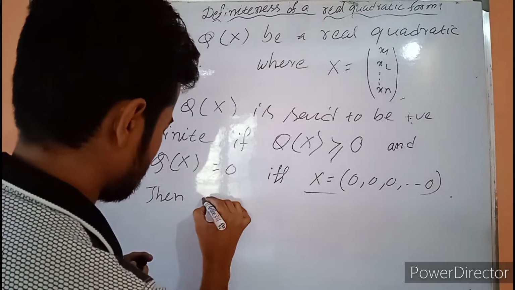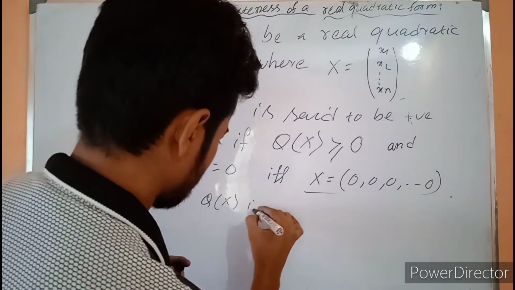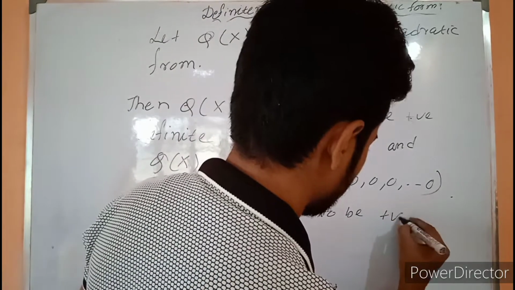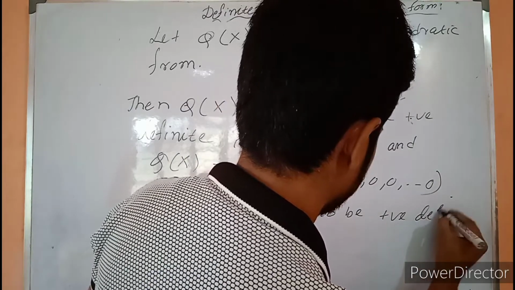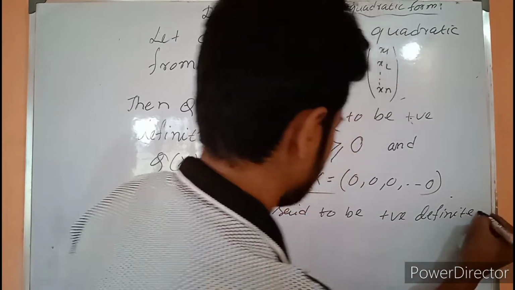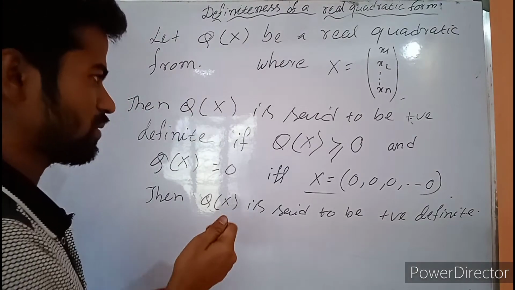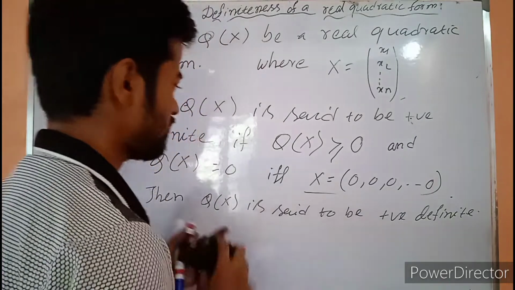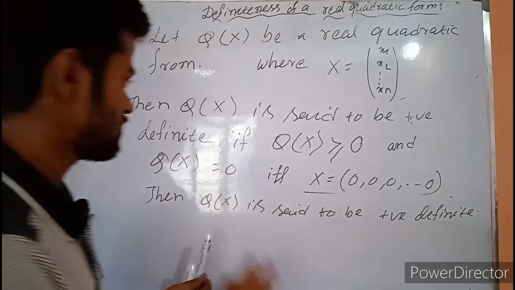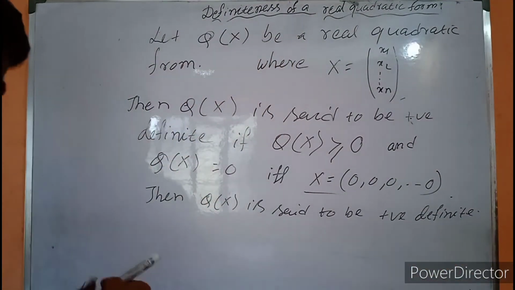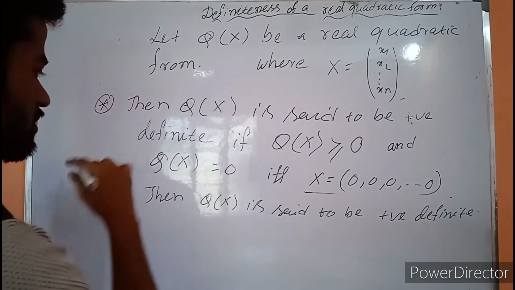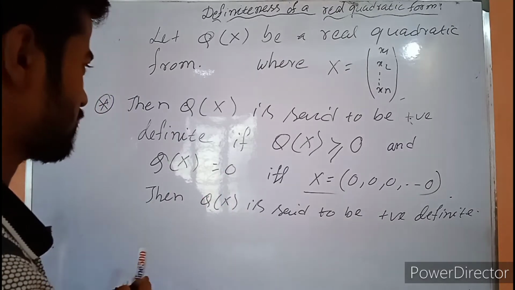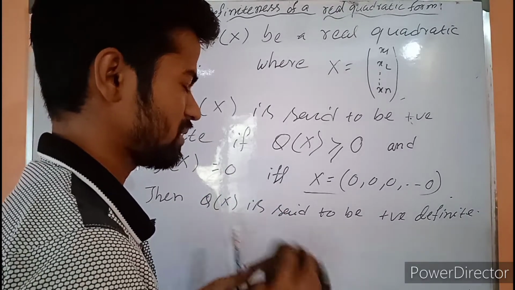Then Q(x) is said to be positive definite. So please note down this particular point of positive definiteness. Next we will move on to the next point, negative definite.